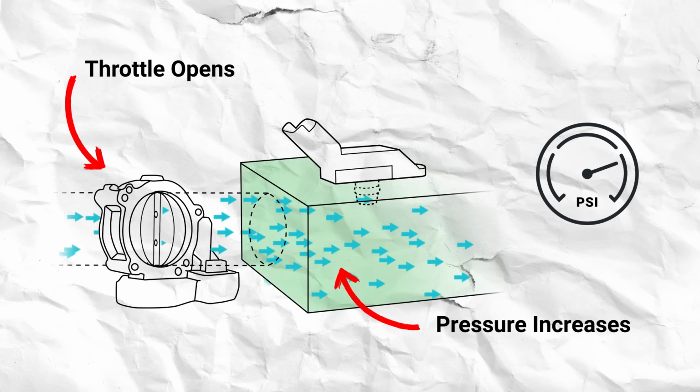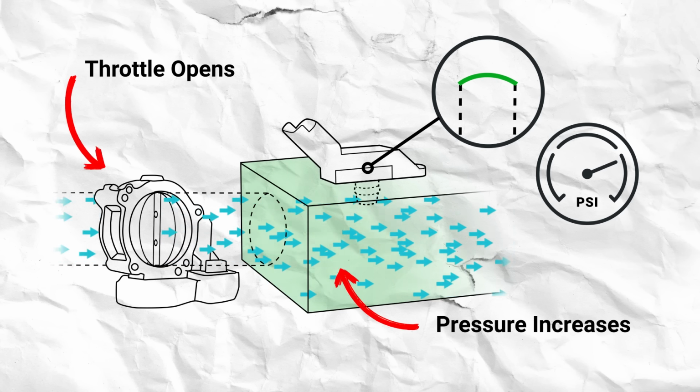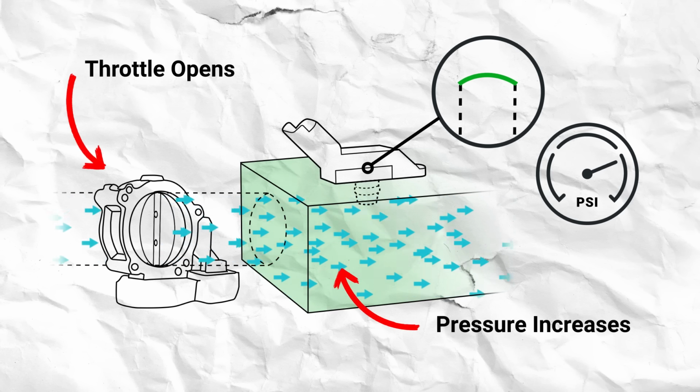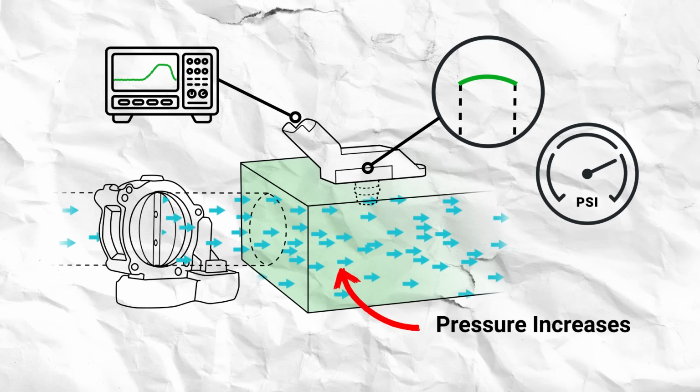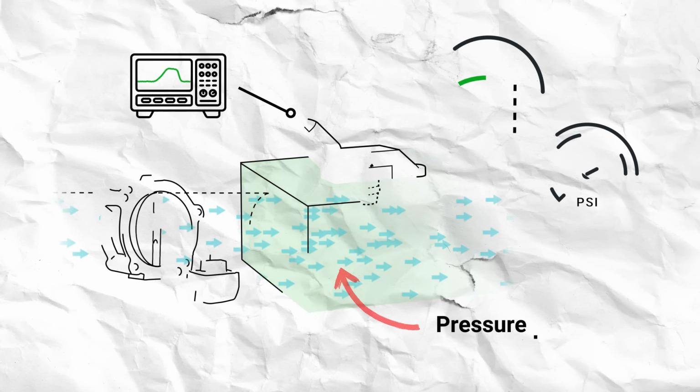Most modern MAP sensors use a tiny silicon diaphragm that flexes and relaxes relative to manifold pressure. As manifold pressure increases, the silicon chip inside the MAP sensor flexes accordingly. This changes its electrical resistance, allowing the sensor to output an accurate reading to the ECU.